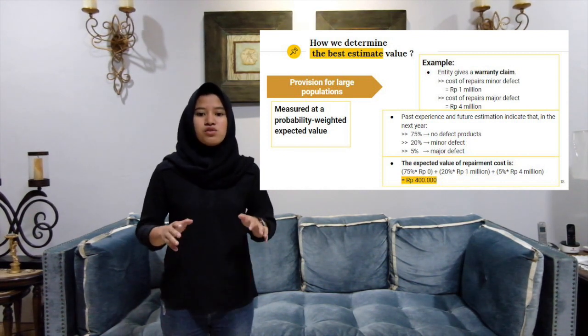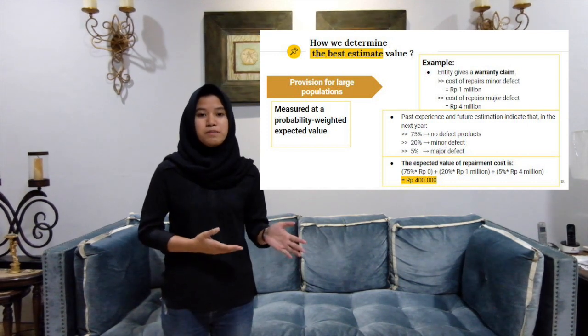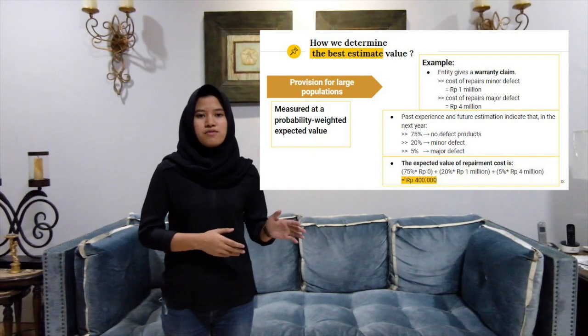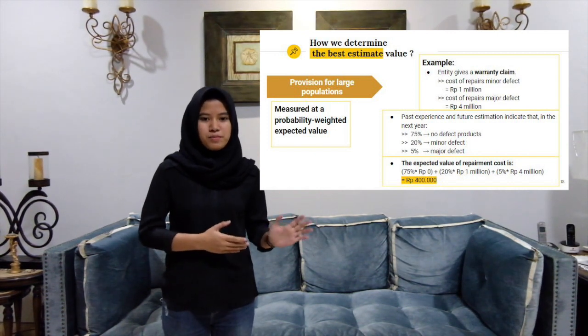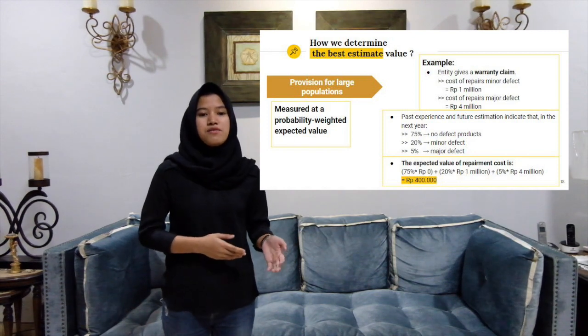5% of products sold contain major defects. So, the expected value of repair cost is 75% multiplied by 0, plus 20% multiplied by 1 million rupiah, plus 5% multiplied by 4 million rupiah. So, the value of the provision is 400,000 rupiah.